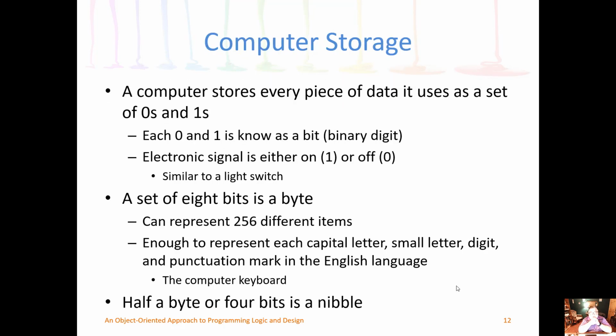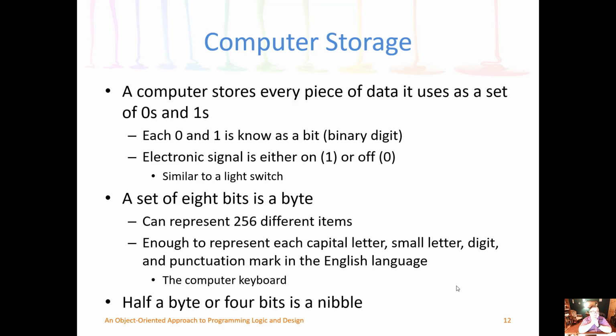Now, as I said earlier, computers store every bit of data in zeros and ones, on and off, or off and on, I should say. 0 is off, 1 is on. Think of it similar to a white light switch. Each 0 and 1 is known as a bit. It's a contraction for two words, binary digit. Binary digit, bit.